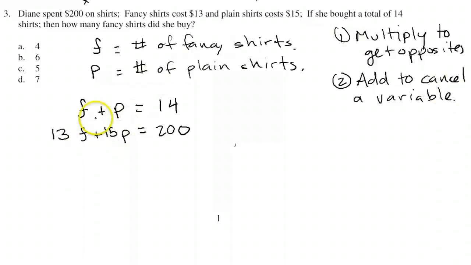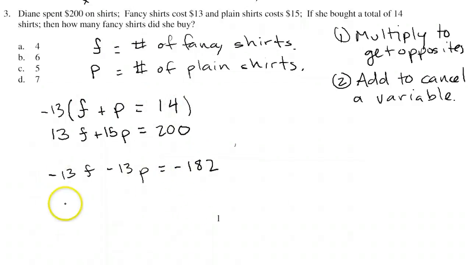Because the number 13 is smaller, I'm going to choose to use that. So I'm going to multiply this top equation by negative 13. So our first step is to multiply to get opposite. And what do I get? Well, I'll rewrite it down under here. I have minus 13f, minus 13p. And if I multiply across the other side too, minus 13 times 14 is minus 182. And on the bottom, I'll just rewrite this one, 13f plus 15p is equal to 200. So our first step is done.